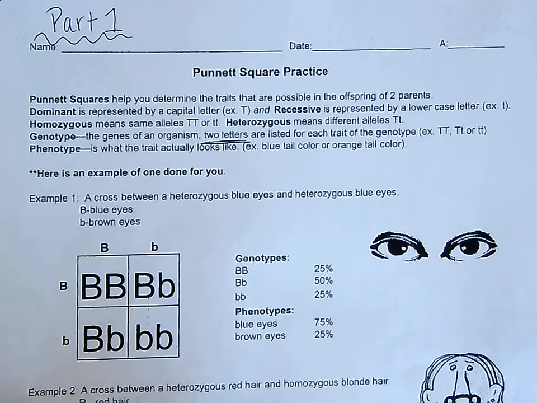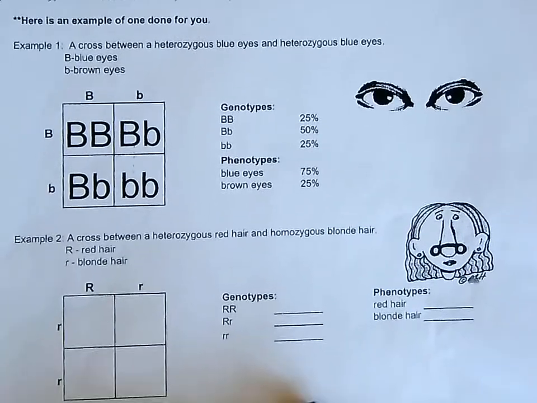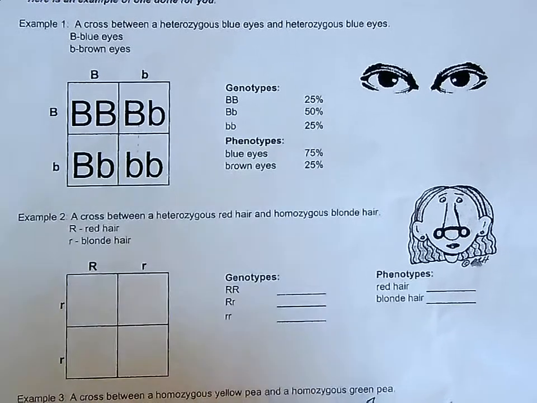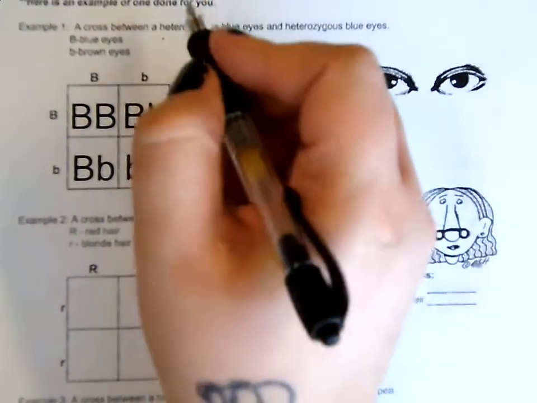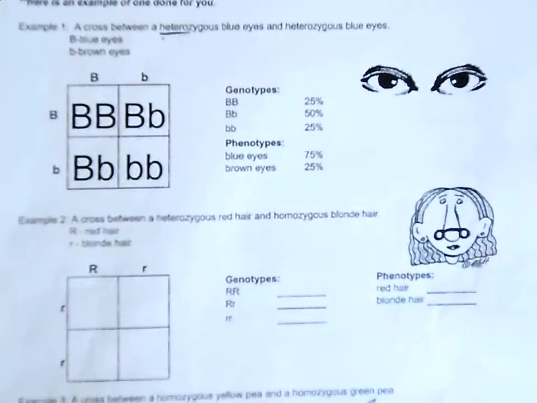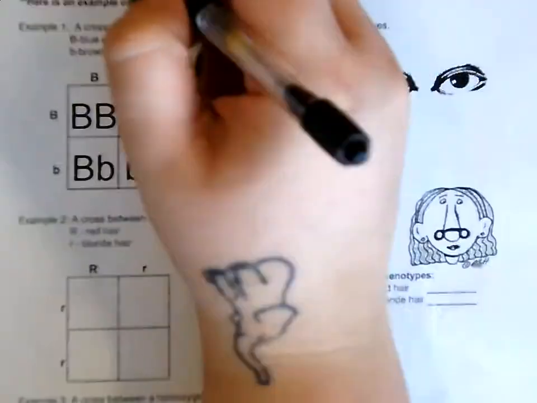So the first one's already done for you, but I'm going to put some details and we're going to walk through these examples. So remember, anytime you're doing a cross, that just means that you're doing kind of like a multiplication of those two individuals. So the first one is heterozygous. So let's do some notes. Hetero means different. So this would be big little.